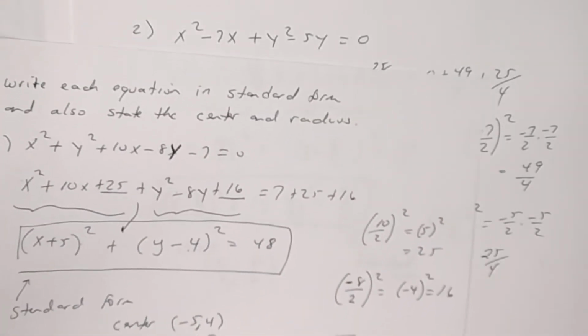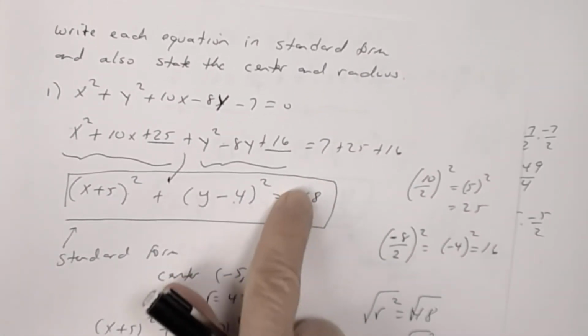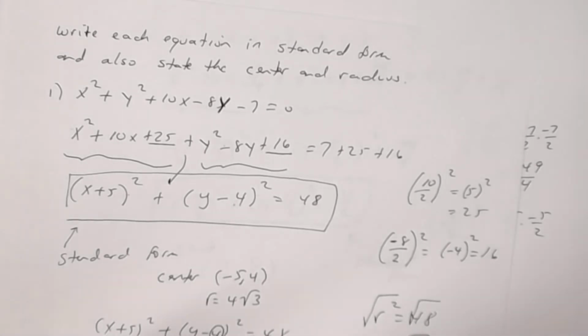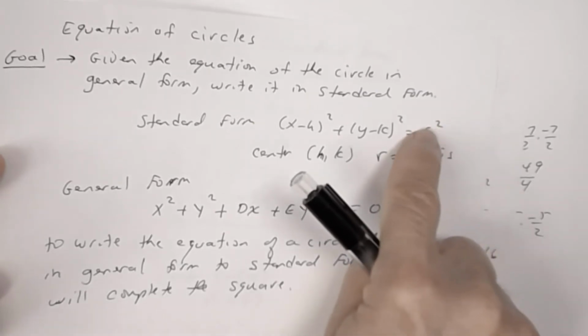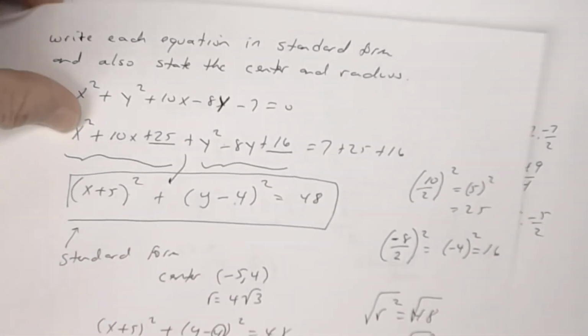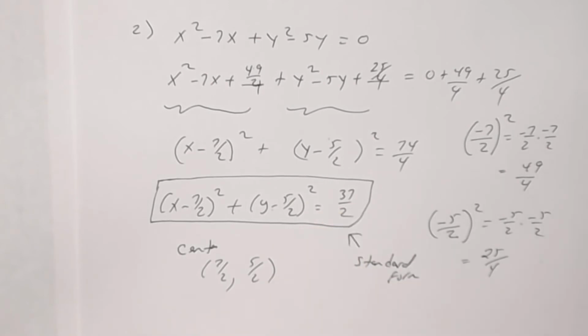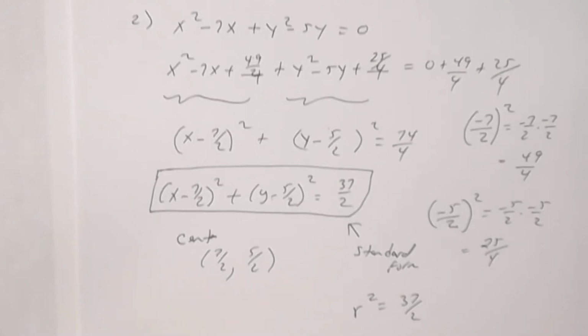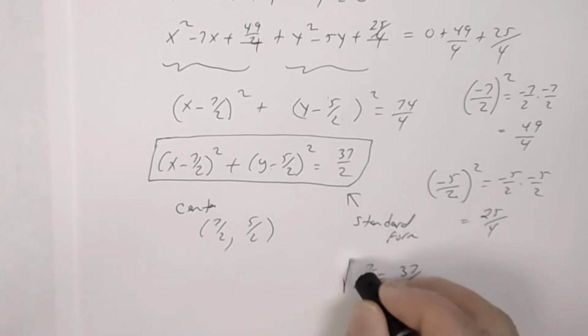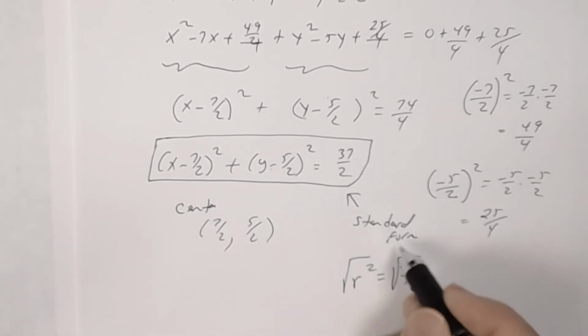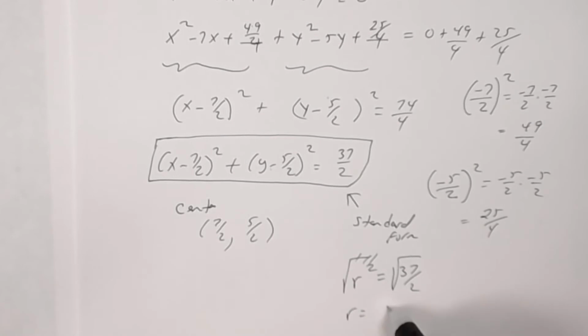So the radius, remember how I found the radius? So remember, this right here represents r squared. You agree? Just like over here, remember that number right here is r squared. So whatever this number is, that's r squared. So what that says is this, r squared equals 37 divided by 2. And what I've got to do now is to get r by itself, so I'm going to take the square root of both sides, just like this. And then the square and the square root undo each other, so you get r equals the square root of 37 divided by the square root of 2.